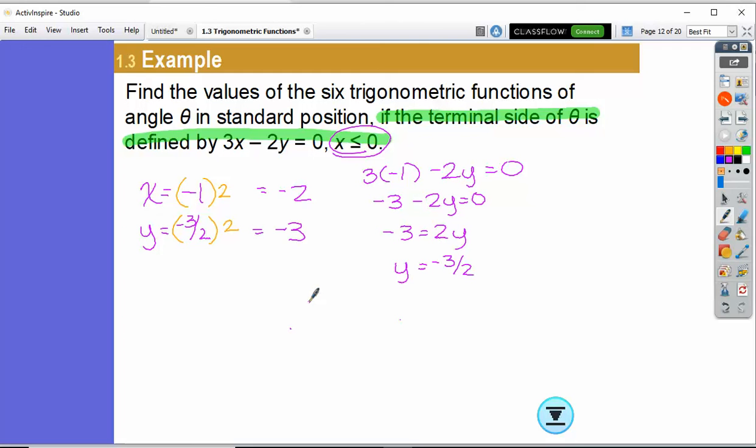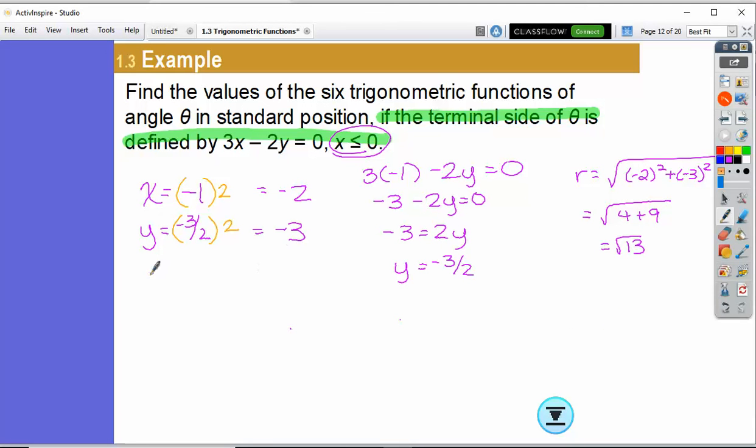If you check those in the problem, 3 times negative 2 is negative 6, minus negative 3... negative 6 plus 6 does equal 0. So if you ever get a fraction, like if this one had a denominator of 9, I would take both of them times a 9, and then we can have nice numbers to work with. Now find our r. So square root of x squared plus y squared, so negative 2 squared plus negative 3 squared. So 4 plus 9, I get the square root of 13. Does that reduce?